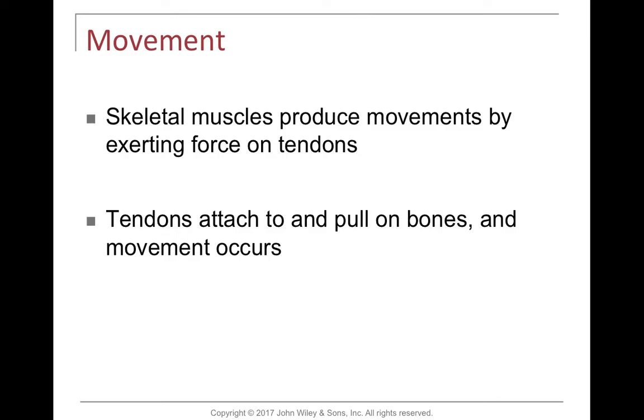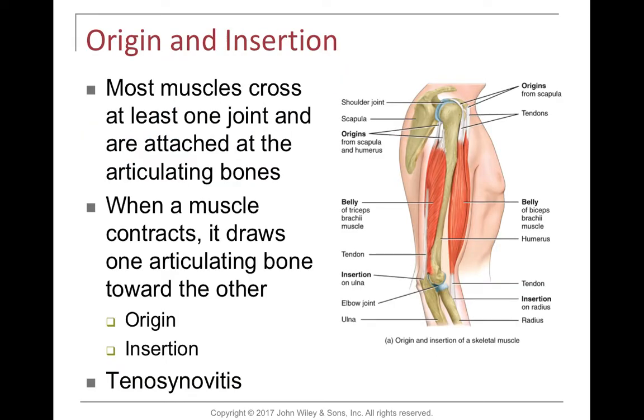Most muscles will cross at least one joint and will then be attached to the articulating bones that form the joint. When a muscle contracts, it draws one articulating bone towards the other. The attachment to the stationary bone is the origin, and the attachment to the movable bone is the insertion.